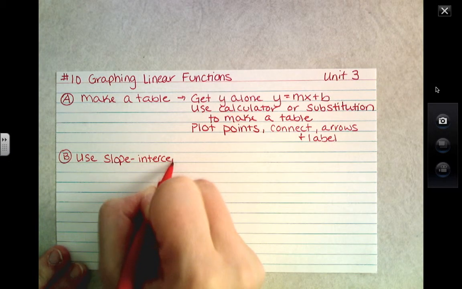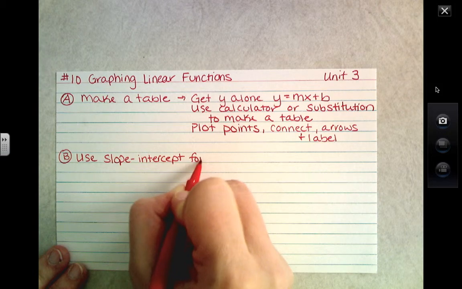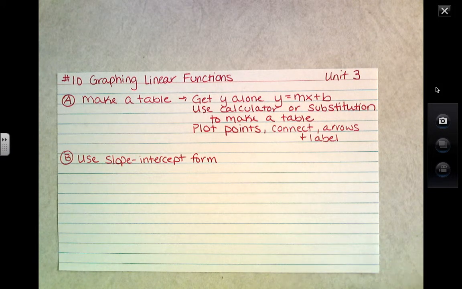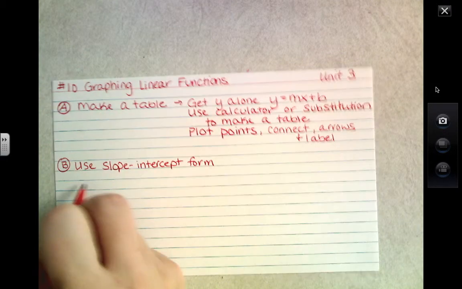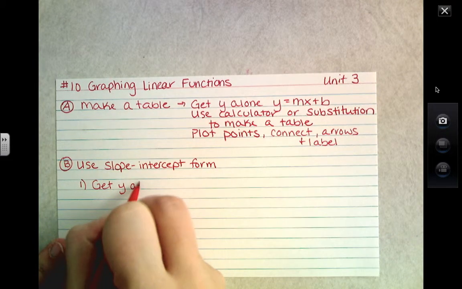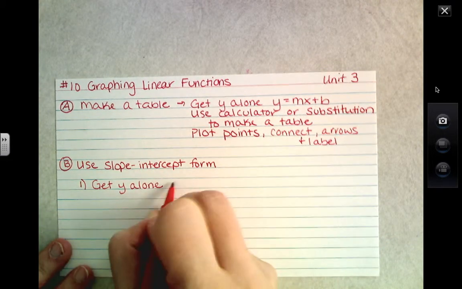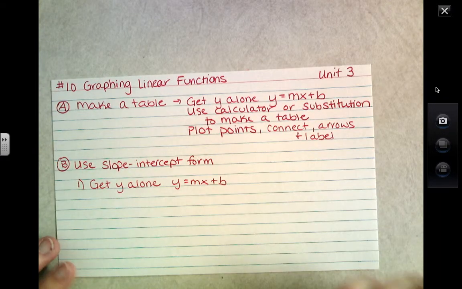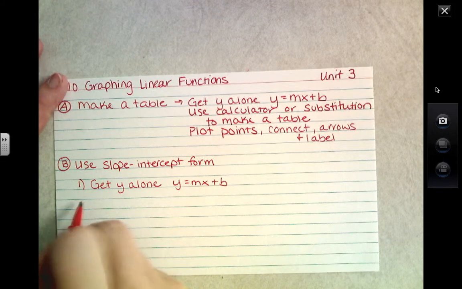Okay, so I'm going to spend more time talking about this because, like I said, this is a little bit more effective, less time consuming, and does not require a calculator to do this. So our steps here are going to be get y alone, and that's what we did on the previous one. So you're always going to have to get y alone first. So it always has to look like y equals mx plus b before you actually go ahead and graph.